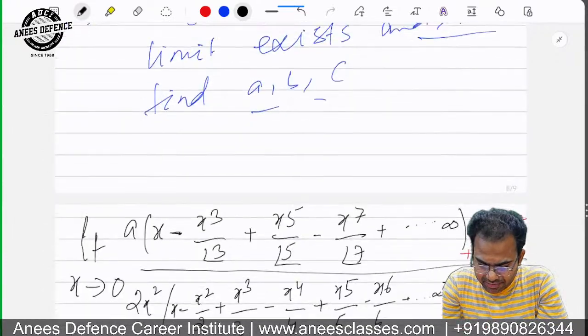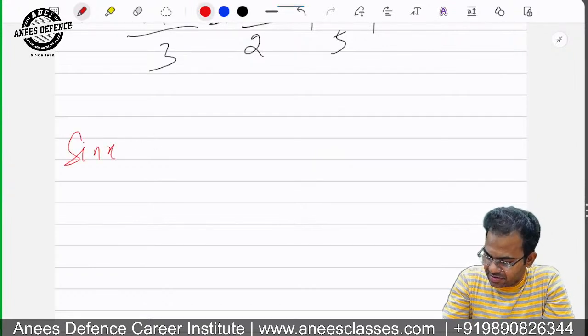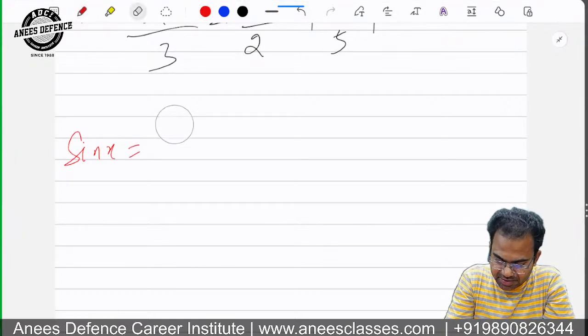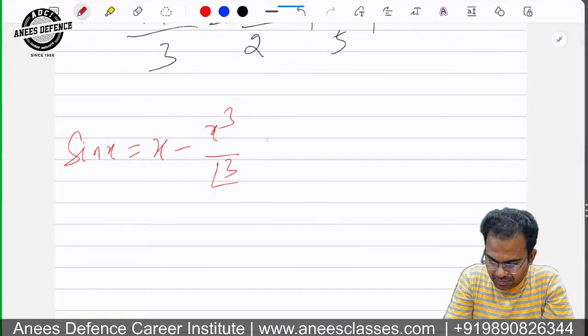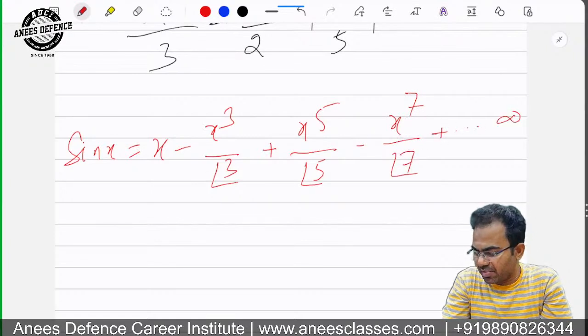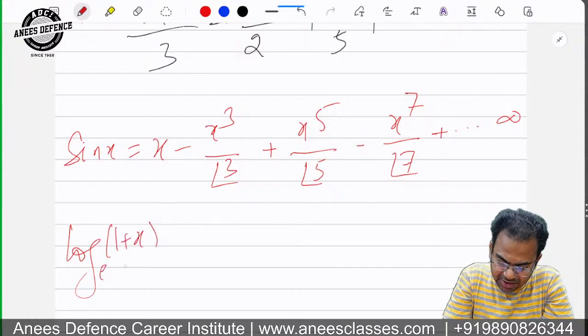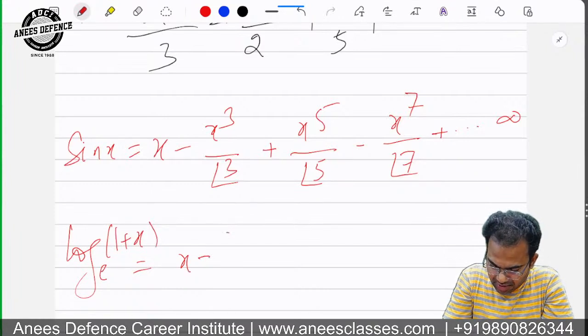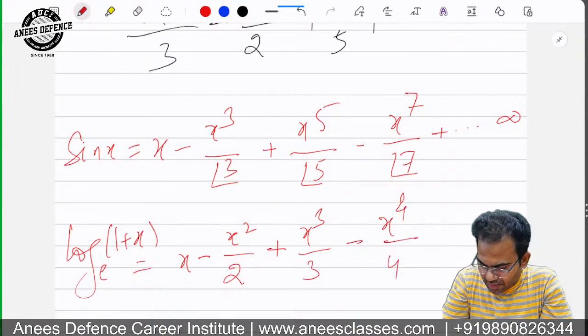Okay. I will explain again. Series of sin x is x minus x cube upon factorial 3 plus x to the 5 upon factorial 5 minus x to the 7 upon factorial 7. You have to remember this series, okay? Series of log 1 plus x to the base e: x minus x square upon 2 plus x cube by 3 minus x to the 4 upon 4, up to infinity.